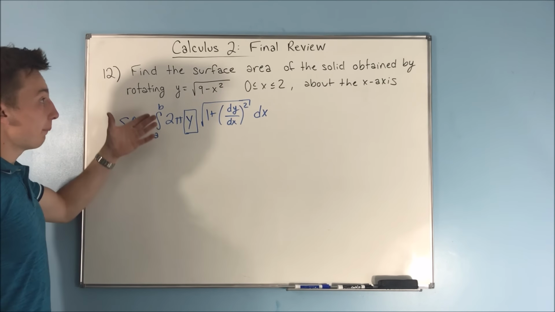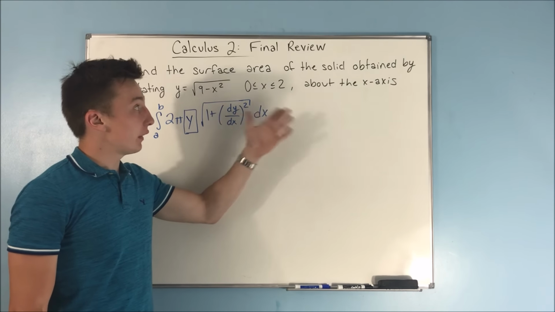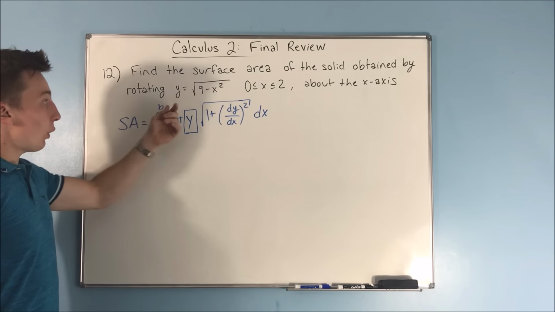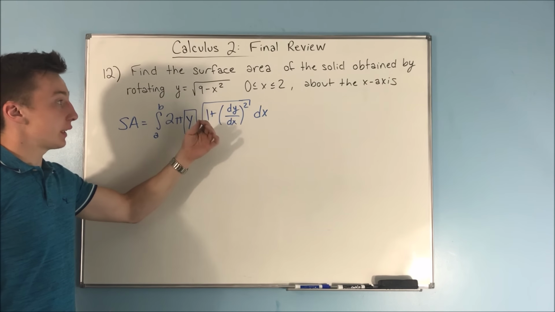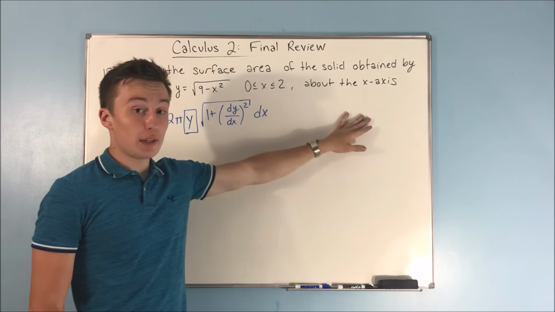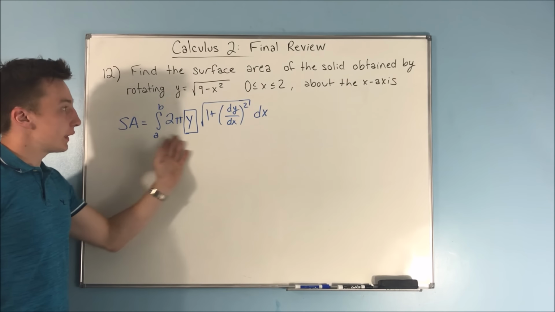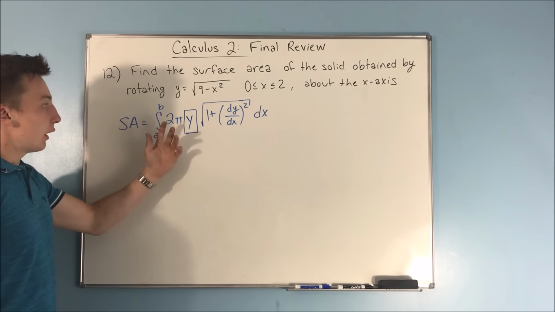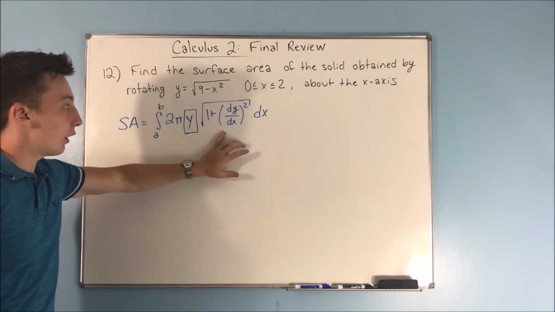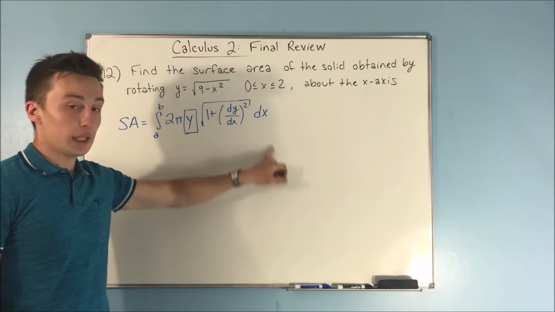So for our next question, we want to find the surface area of the solid obtained by rotating y equals the square root of 9 minus x squared from 0 to 2 about the x-axis. Now, if we're trying to find the surface area of this solid, we need to use this equation: the integral from a to b of 2 pi y times the square root of 1 plus dy dx squared dx.